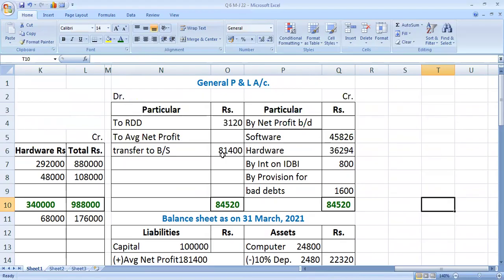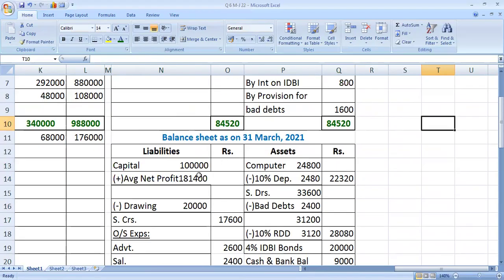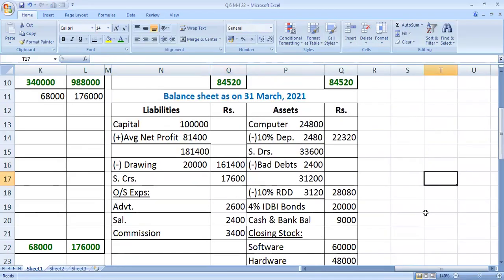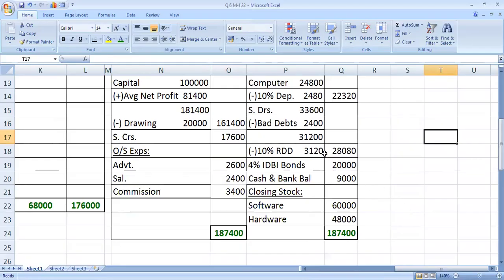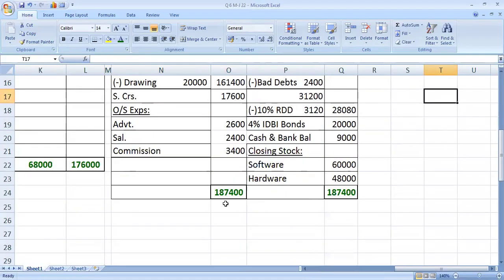Net profit is 81,400. 1 lakh plus 81,400 means 1 lakh 81,400. Then less drawing 20,000, 1 lakh 61,400. Then close the balance sheet. Balance sheet is tallied with 1 lakh 87,400.